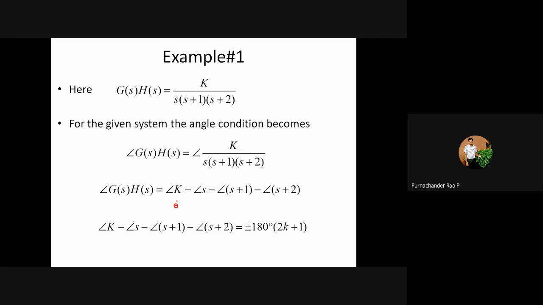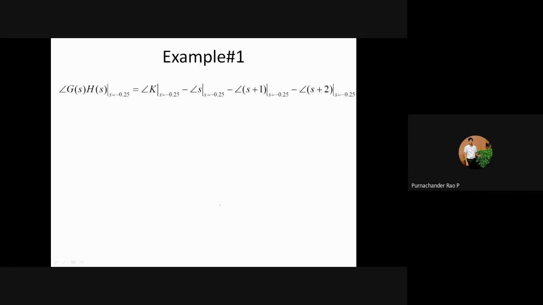Okay, and this is a 90, and this is a minus 45, minus 2 by 1, tan inverse of 2 by 1. Okay, so for that we need to substitute s is equal to minus 0.25 in all the points. We are interested in finding whether s is equal to minus 0.25, the test point, is on the root locus or not. And therefore for that particular value, we need to substitute s in the magnitude equation.